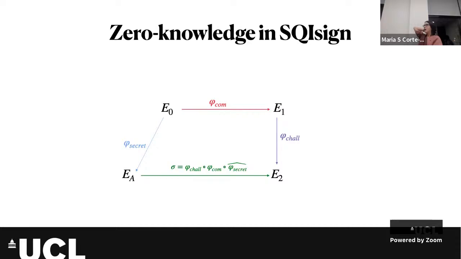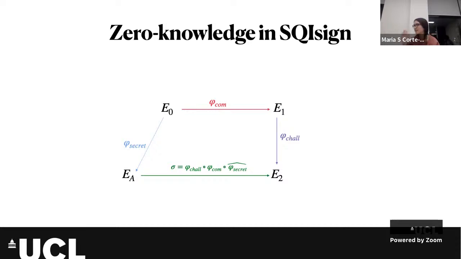So a sort of naive response that you can give as a signer is to give the isogeny that connects your public key and E2 as just the composition of the three other maps. So you go backwards. You take the inverse of the secret isogeny, then you go through the commitment isogeny, and then you go down the challenge isogeny, and you just compose those three maps, and that could be a valid signature, right? Because it connects the correct elliptic curves.